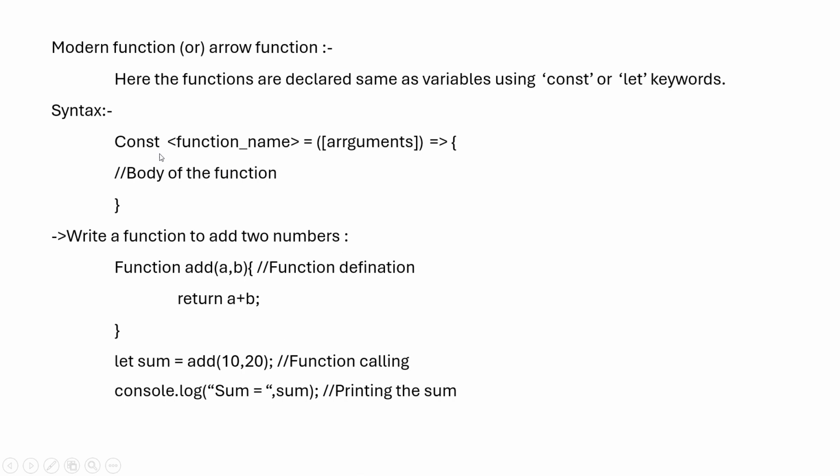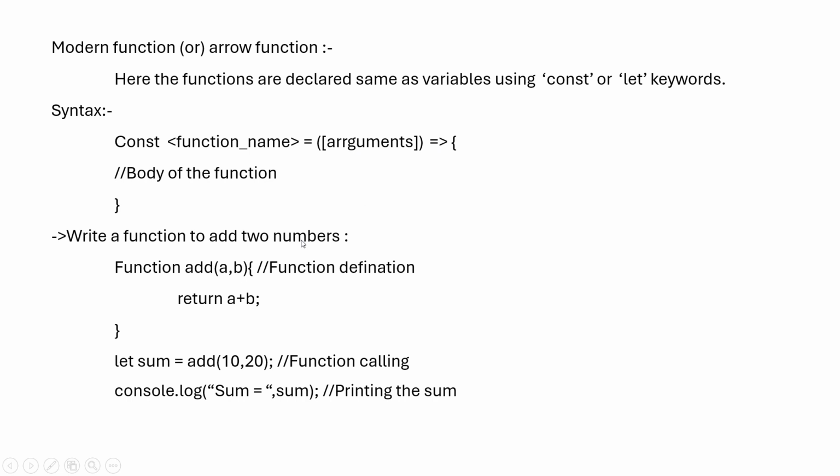We use the const keyword instead of the function keyword here. We can also use the let keyword. The const function name equal to operator is used here, and the arguments are passed through this, and we use this equal to and greater than, or arrow, and then the body of the function.